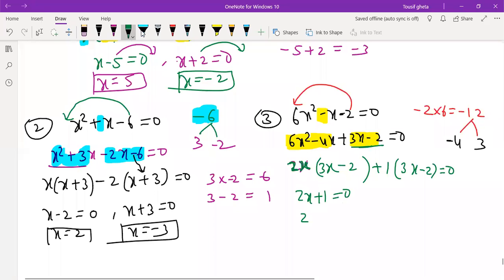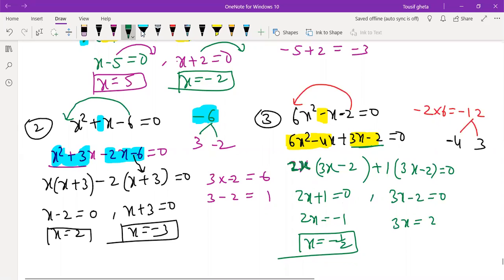Wrong numbers. Minus 1 by 2 will get another answer. So 2 answers. Understood?